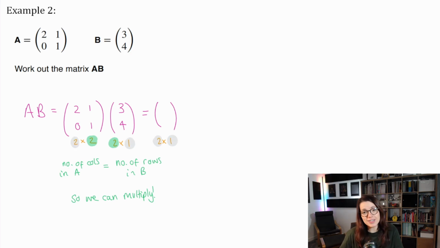Our next job is to actually do the multiplication. This can be a little bit confusing when you first do it. To fill in the top number, we need to multiply first row by the first column. Specifically, we do 2 times 3 plus 1 times 4, and that gives us 10. So that was from doing 2 times 3 plus 1 times 4. For the second number, we need to multiply the second row by the first column. And to do that, we do 0 times 3 plus 1 times 4, which is 4. Again, I'll just write a note here, 0 times 3 plus 1 times 4.